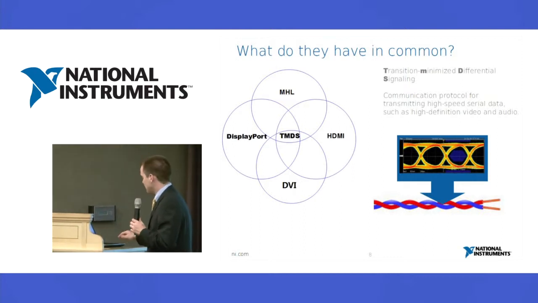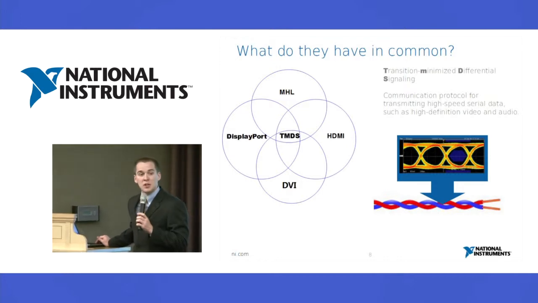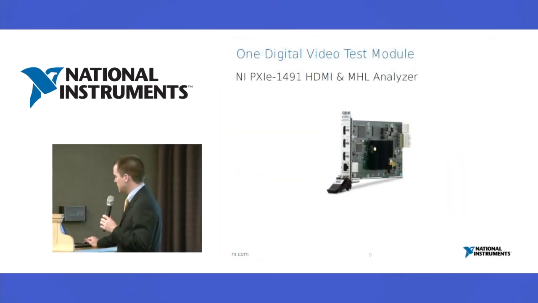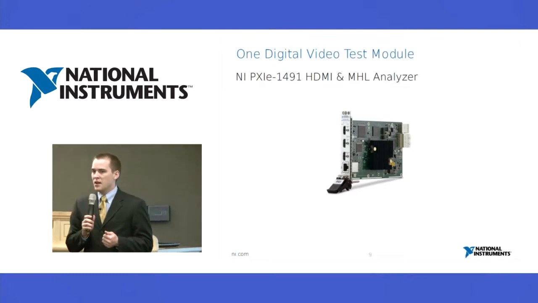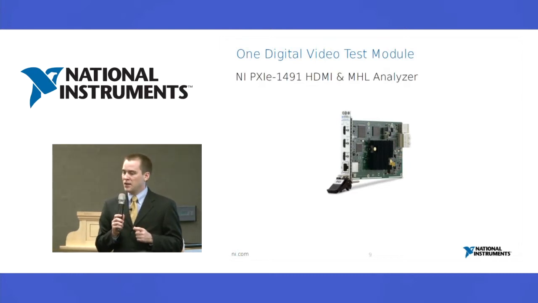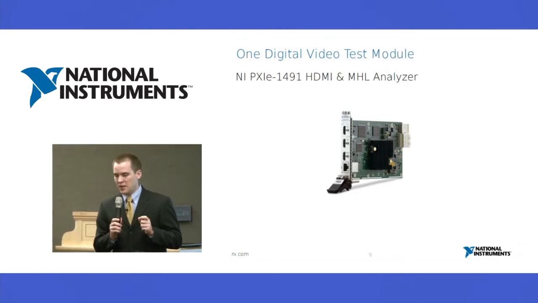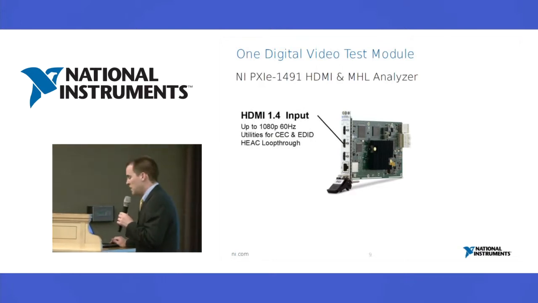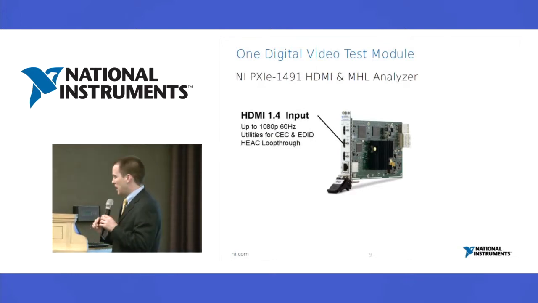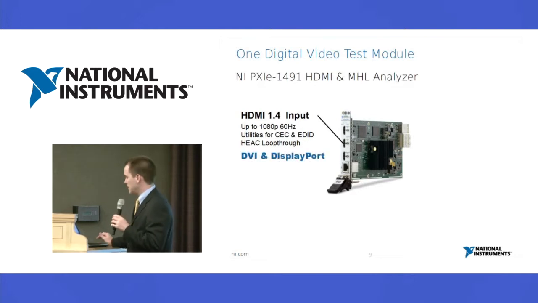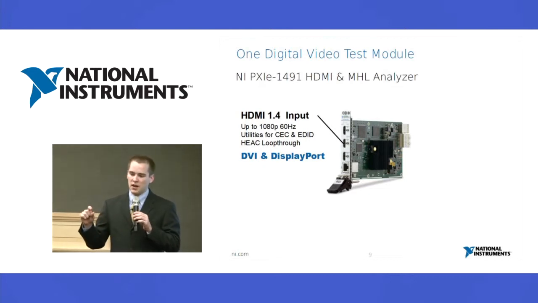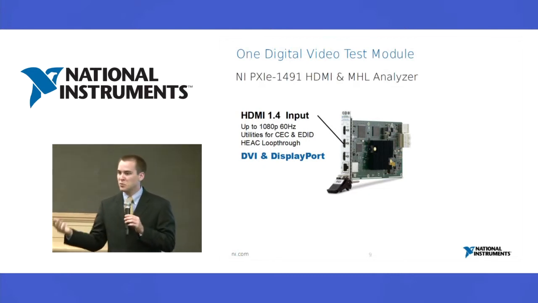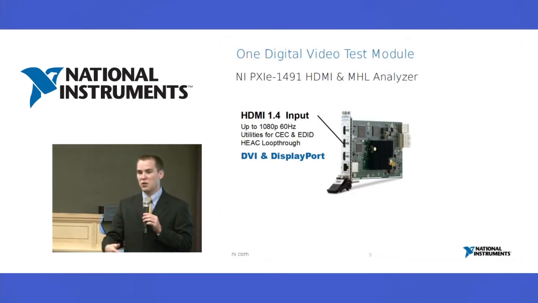What's nice about that is if they all share the same core communications protocol, you should be able to test them similarly and possibly with the same instruments. This is the 1491. It was released in January, so very recently. This is National Instruments' latest product in audio and video test. And this particular card has got one input for HDMI 1.4. But since we were talking about TMDS, it can also take in DVI and DisplayPort. So as long as you have an adapter, you can passively adapt a DVI or DisplayPort signal and bring it into the 1491 for analysis.